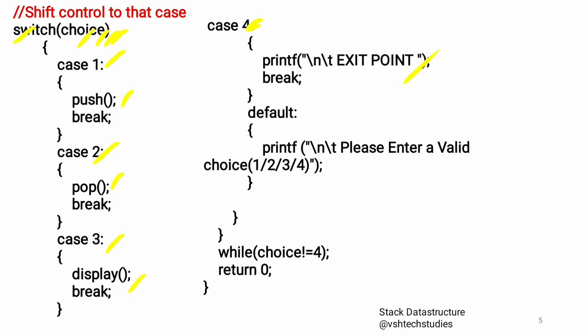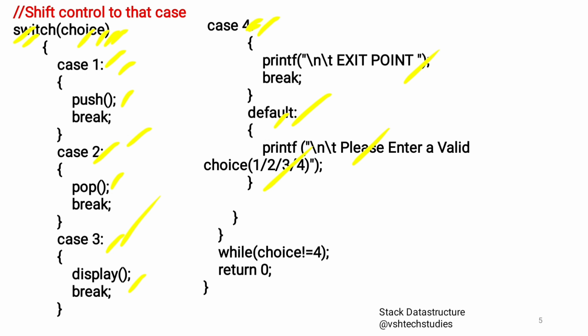If any other value is given, there must be a proper message. The user should give only 1, 2, 3 or 4, and that message is printed. That is the default block of the switch case construct. So how many conditions are here? 1, 2, 3, 4, and the fifth one is default. Those are checked and accordingly the corresponding action is done.